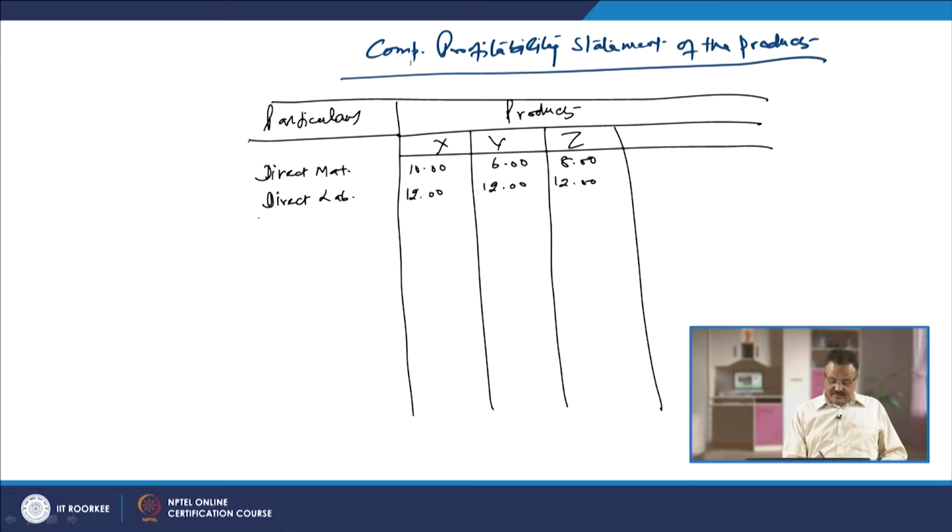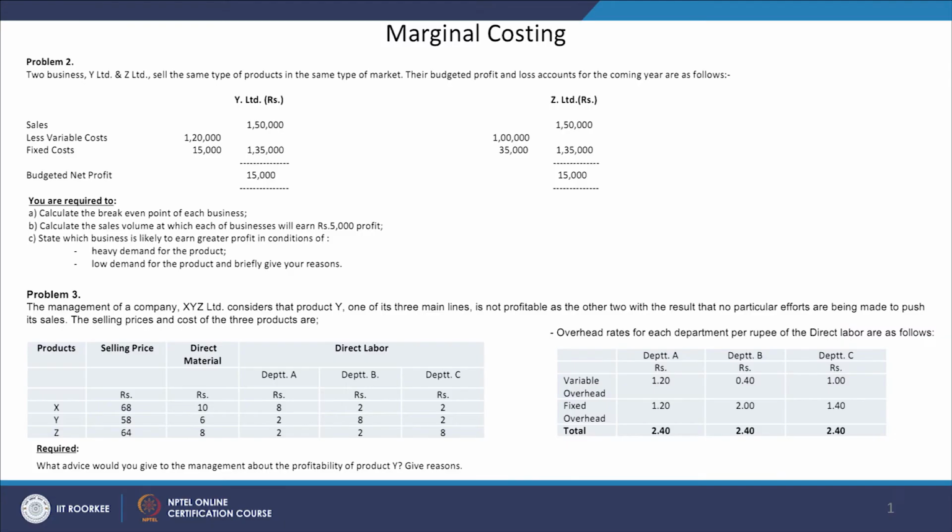Now we take the third component, the variable overheads. Here something different is given about the variable overheads: overhead rates for each department per rupee of direct labor are as follows. As I told you many times, overheads are always studied in relation to either material or labor. In this case it is studied in relation to labor, and we are again given three departments A, B and C, with variable and fixed overheads information. But since we are using the concept of marginal costing, we will care about the variable overheads only. So now we have to take it in relation to the labor.